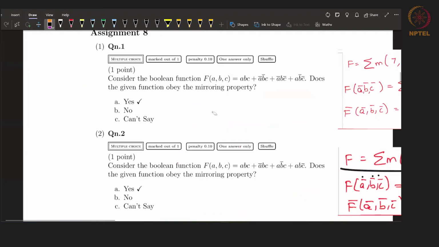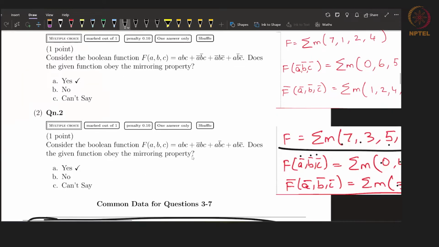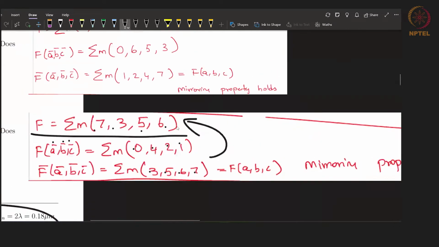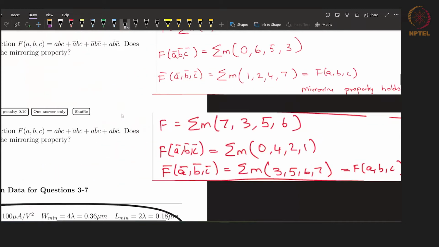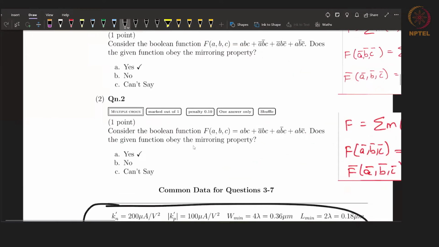Question two. Consider the Boolean function f of ABC again with this formula. Now to check if any particular function obeys the mirroring property, all that you need to do is write down the property in minterms and check for the condition f bar of a bar, b bar, c bar is equal to f of ABC. With very similar logic, it does match up, which is 7356 is again 3567, which is exactly the same in terms, and therefore this function also obeys the mirroring property.